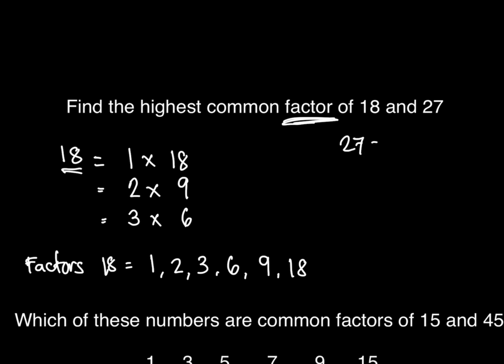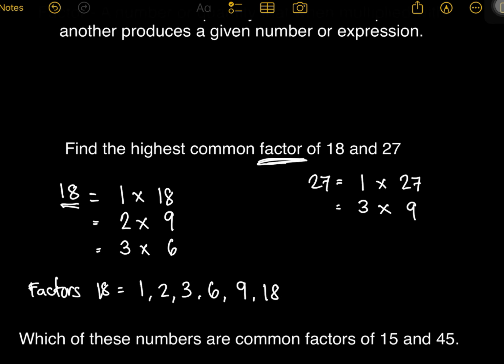While for 27, the factors can be 1 times 27. It also can be 3 times 9. We cannot use 2 because 2 does not go into 27 when you divide it. So I think that's all for 27. The factors of 27 are 1, 3, 9, and 27.